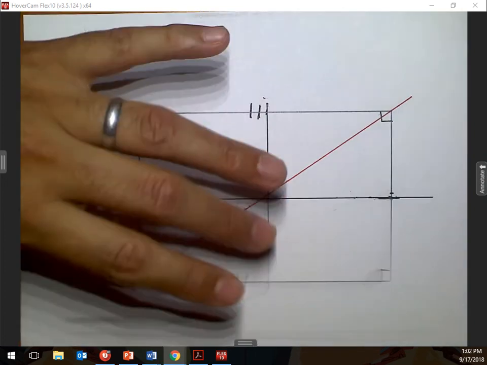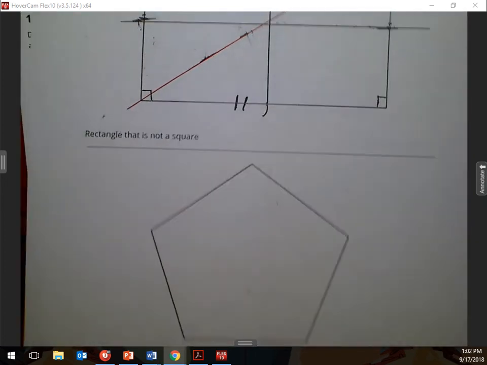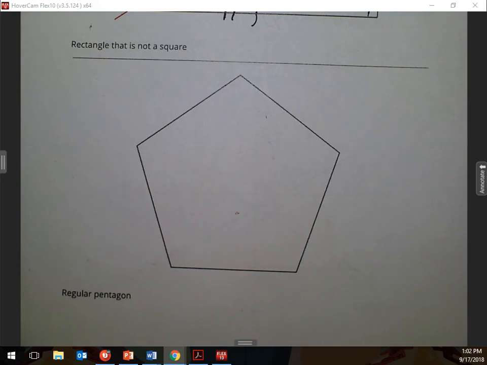Alright, so let's take a look at this one right here. Regular pentagon. So what does that mean? Different sides? No. There's a line of symmetry in there. Actually, yeah, a regular pentagon. Now, this goes along with the word regular. Whenever you see something that says regular, it always means this.